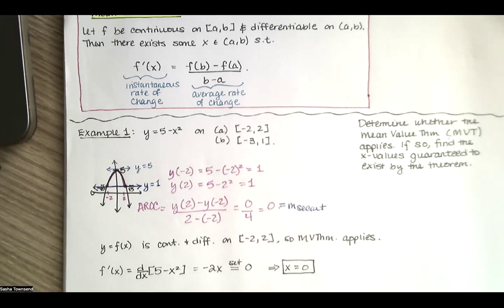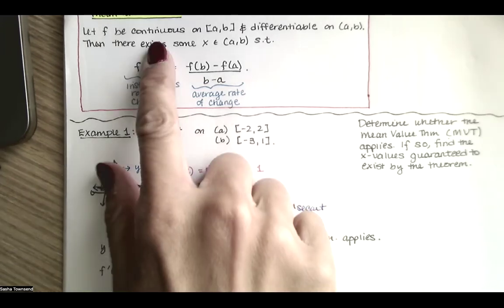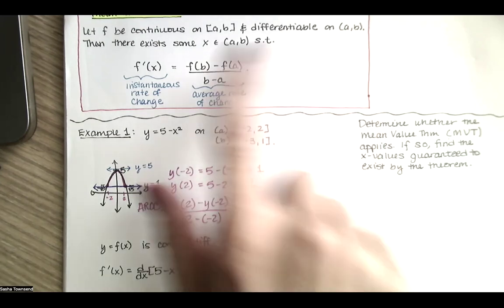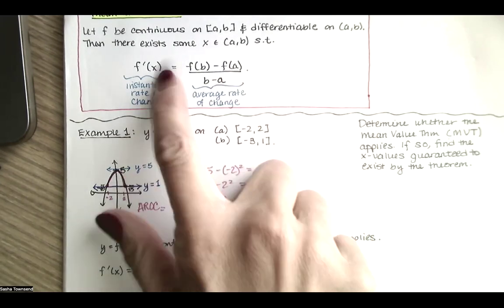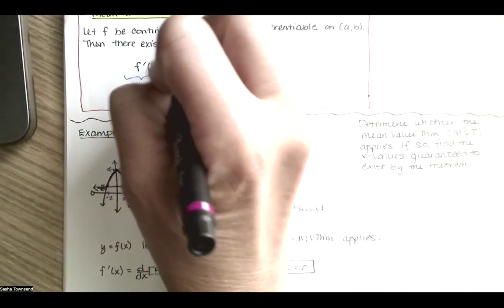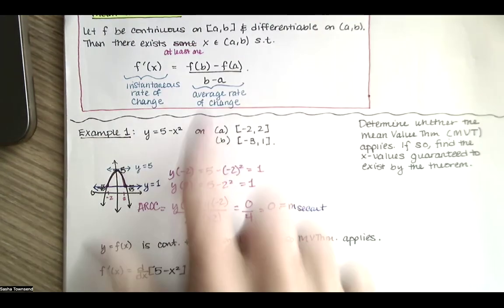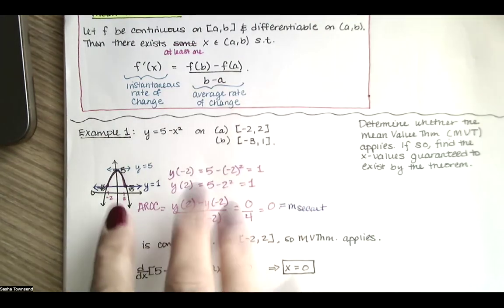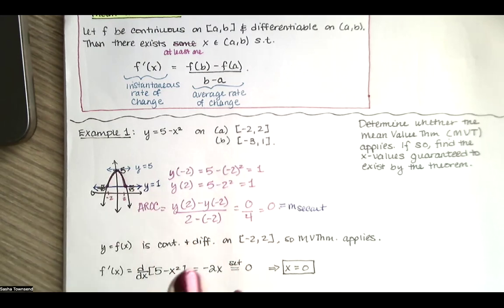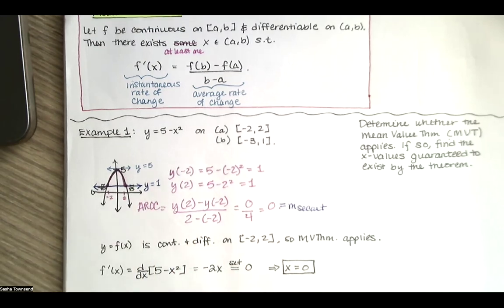Now, one other thing I want to point out is that it says, let f be continuous on this closed interval and differentiable on the open interval from a to b. Then there exists some x value such that this is true. And I guess we should say, I'm not going to just say some x value. Let's say at least one x in the interval from a to b, such that this is true. Now, it's possible that instead of having a parabola where you just have one x value that looks like that, you could have more than one x value.